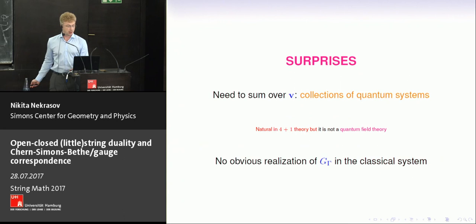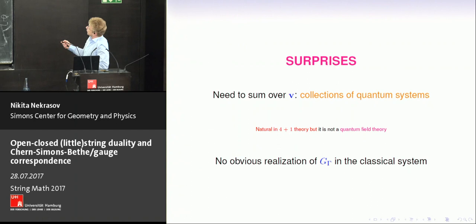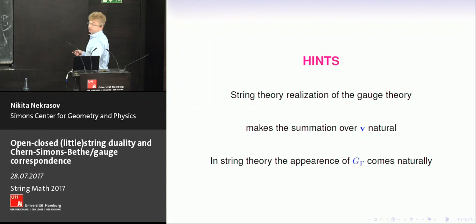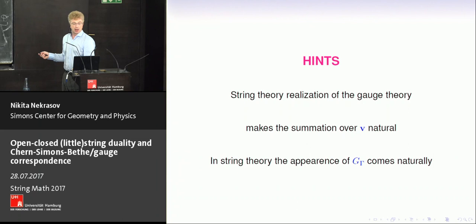Now, this summation over the V, over instanton charges, would be natural in the 4 plus 1 dimensional gauge theory. Unfortunately, this is not a quantum field theory. So classically you can study a 4 plus 1 dimensional gauge theory, but to quantize it, the best option we know is to embed this into string theory. Now, in string theory realization of gauge theory, the summation of the V labels would be natural. And also in string theory, the appearance of the group G sub gamma is natural, as I will review later. So all this hints at the fact that we should think about using string theory to explain the emergence of the symmetries and to think about various ways they're realized. And after all, this is a strings math conference, so strings should appear.